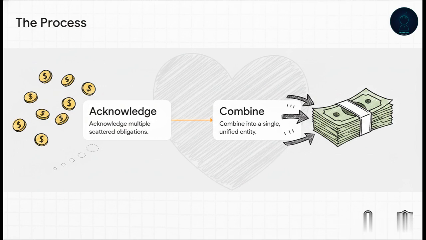Step 2 is where the magic happens, the action. You combine them into a single entity. It's a highly active process. It requires stepping up, taking control of those scattered liabilities, and forcing them into unification. This simple 2-step process is the core engine behind the entire concept.